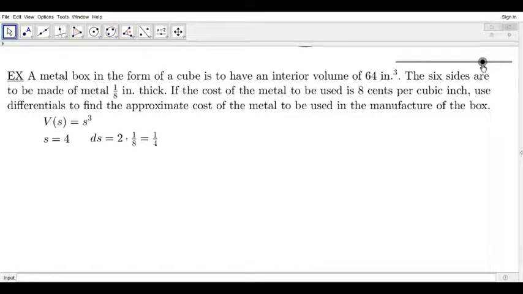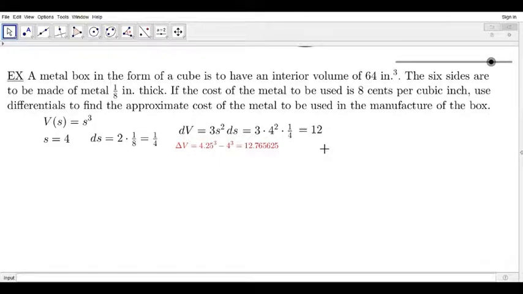Now let's proceed. The volume of the metal casing is the difference in volumes of the smaller and larger cubes I described earlier, estimated by dV equals 3s squared times ds. Let's plug in the values of s and ds, 4 and 1/4 respectively, and we get 12. For comparison, the actual difference in volumes is 4.25 cubed minus 4 cubed. So the actual exact volume is 12.765625, comparing with the estimate from the differentials, which is 12. It's not a bad estimate.